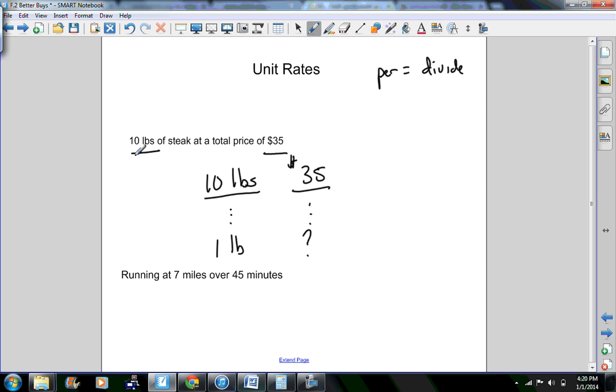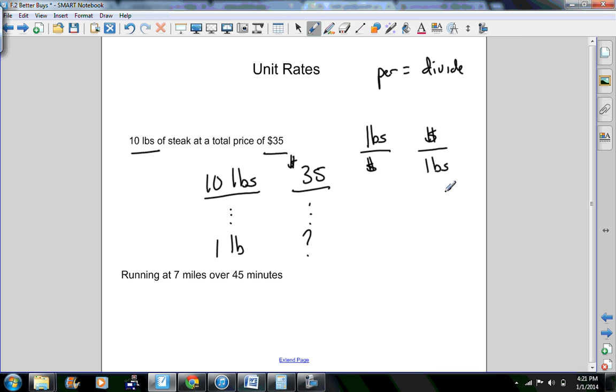And we have two things. We have pounds and we have dollars. We have to figure out which of them goes on top and which goes on bottom. So we could do pounds per dollar, or we can do dollars per pound. And we just say which one of those sounds more realistic. Well, pounds per dollar sounds a little weird, but dollars per pound, that sounds like something that we've heard before in the real world. So we're going to do dollars per pound.